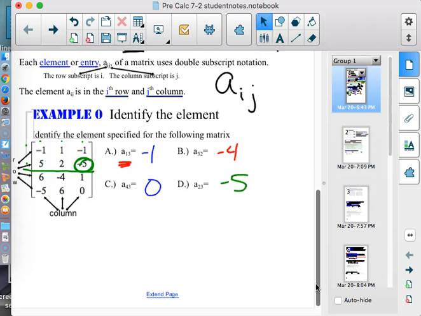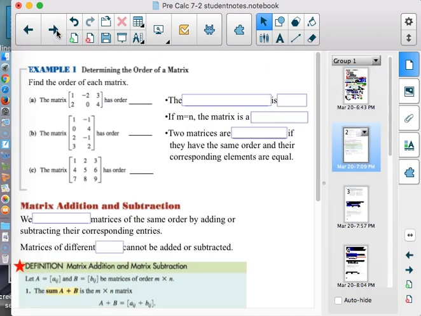So rows going across, columns up and down in that vertical nature. Rows horizontal and columns vertical. And that's just finding elements, and hopefully you'll have a couple of those in the homework, but not too many because that's pretty basic, just figuring out the rows and the columns there.